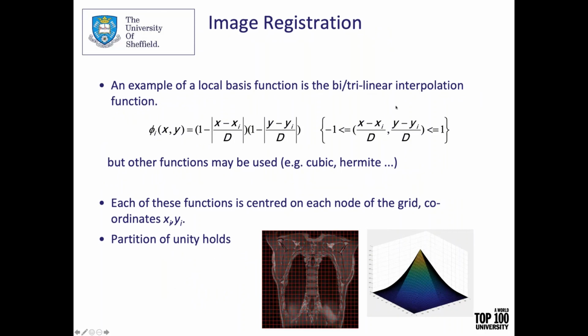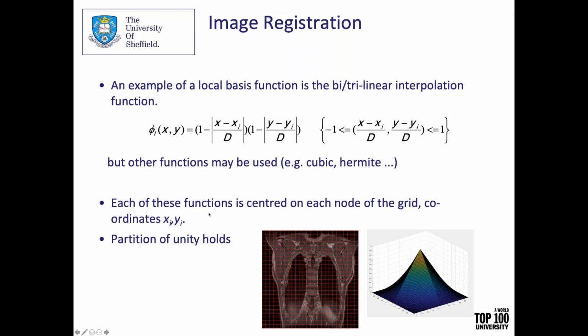We can apply different types of basis functions. Usually they're polynomial. It could be bilinear or trilinear polynomial, depending on whether you're in 2D or 3D. It can be a cubic-order polynomial, or Hermite polynomial. There are different possibilities you can use.